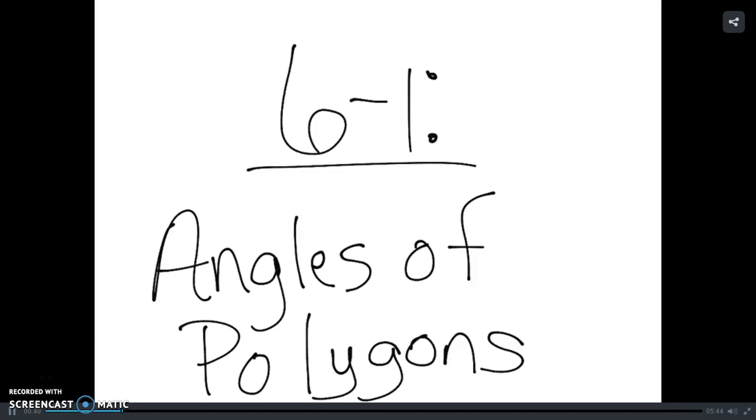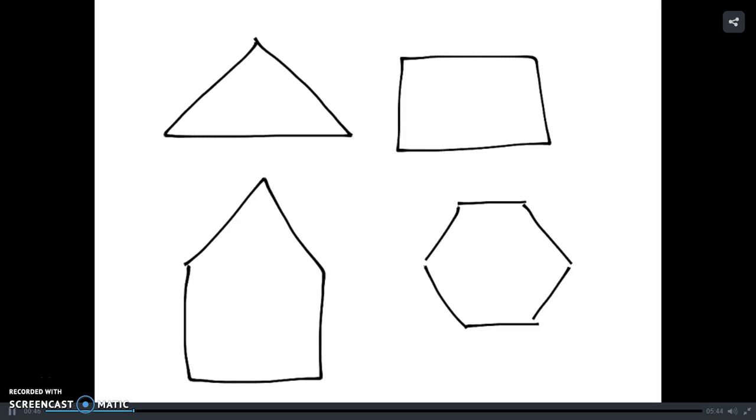Today we are talking about angles of polygons. First of all, let's talk about what a polygon is, just in case you've forgotten. So these are all polygons. We have a triangle, a rectangle, a pentagon, and a hexagon. These are polygons because they are closed figures and they are made up of straight sides that are line segments.